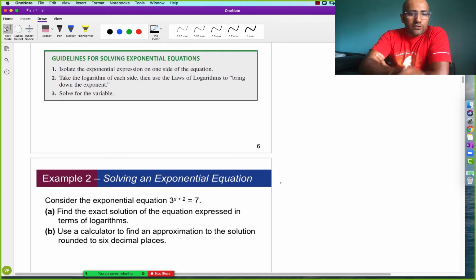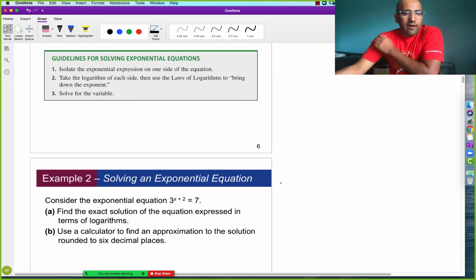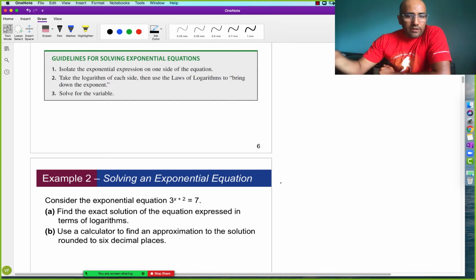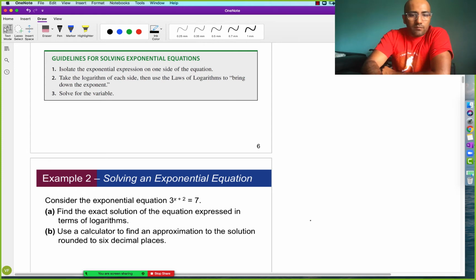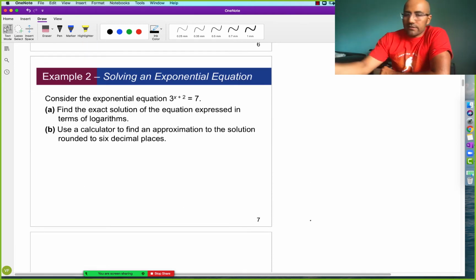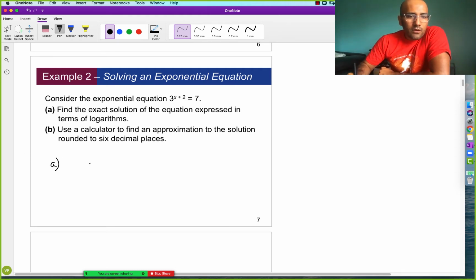So consider the equation 3 to the power of x plus 2 equals 7. Part A, find the exact solution of the equation in terms of the logarithm. Part B, use a calculator or technology to find an approximation to the solution, round to 6 decimal places. Okay, so part A, let's find the actual answer. Part A, we have 3 to the x plus 2 equals 7.